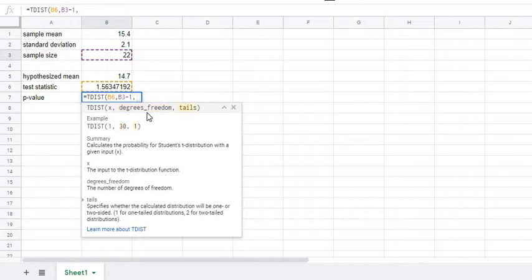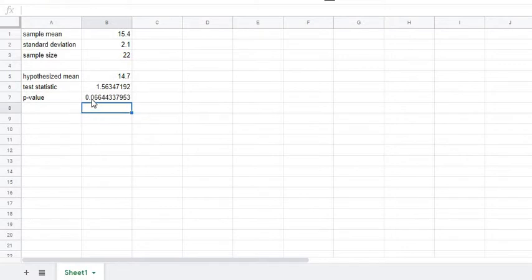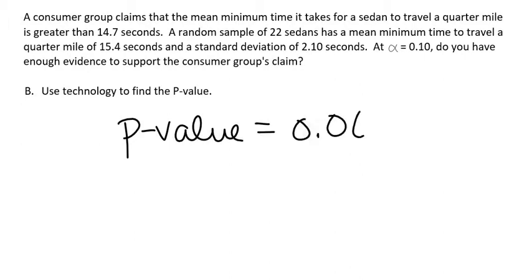21, whichever you prefer. The number of tails, okay, so this is where you would look at your alternative hypothesis. Your alternative hypothesis included a greater than sign, which means this is a one-tailed test. If it was a not equal to sign, that would be your two-tailed test. Then press enter. And here you can see that your p-value is 0.0664. So again, we said that our p-value was 0.0664.